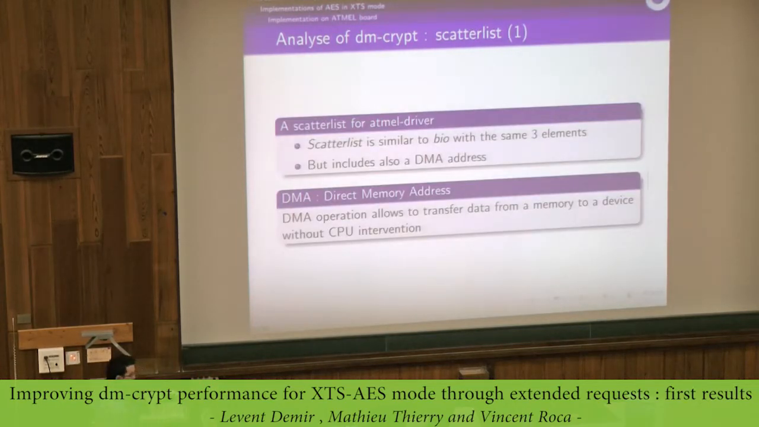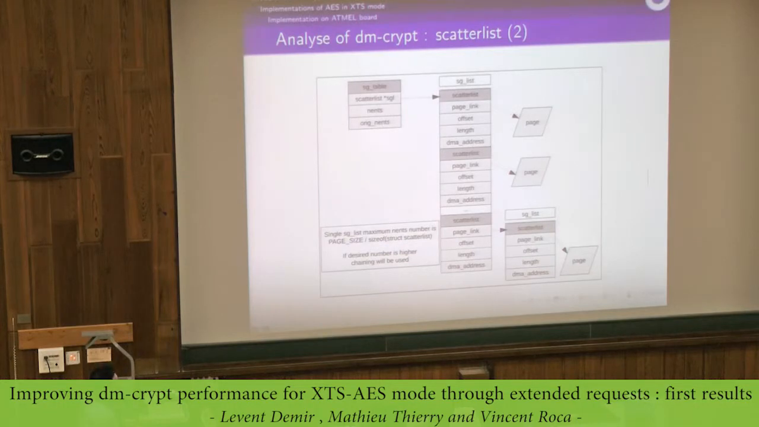Now the second component is the scatter list. We need to understand it because we don't give a bio to the Atmel driver. We give a scatter list, and this is done by dm-crypt. So what is the difference between a scatter list and a bio? It is roughly the same. There are the same three elements, but there is also a DMA address in order to make the encryption faster. And DMA is useful to make memory transfers without CPU intervention. Now this is the view of the scatter list. As I said, there are the same three elements. We are pointing at the same page, but there is this element which is added.